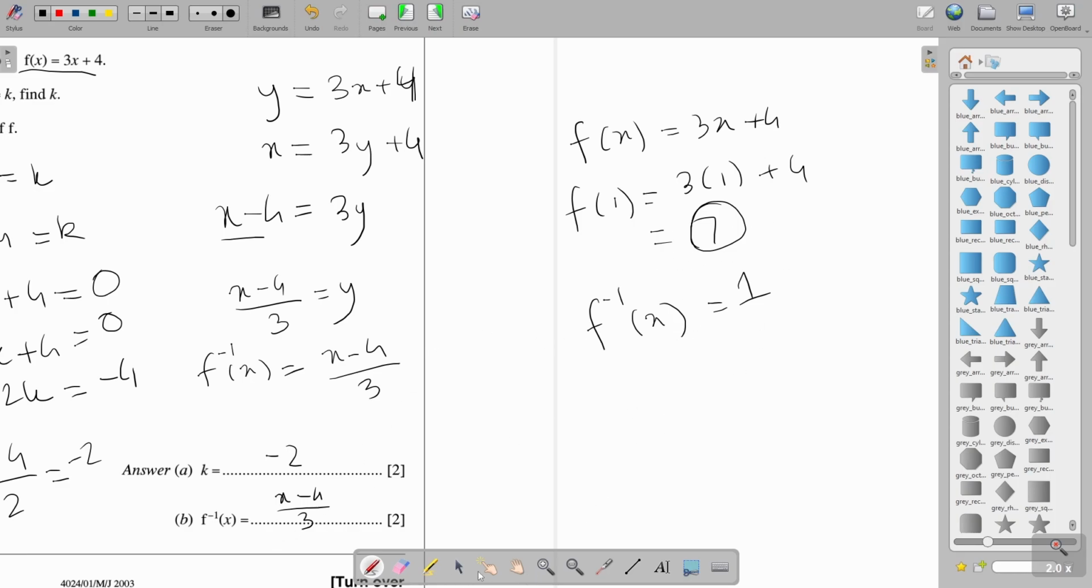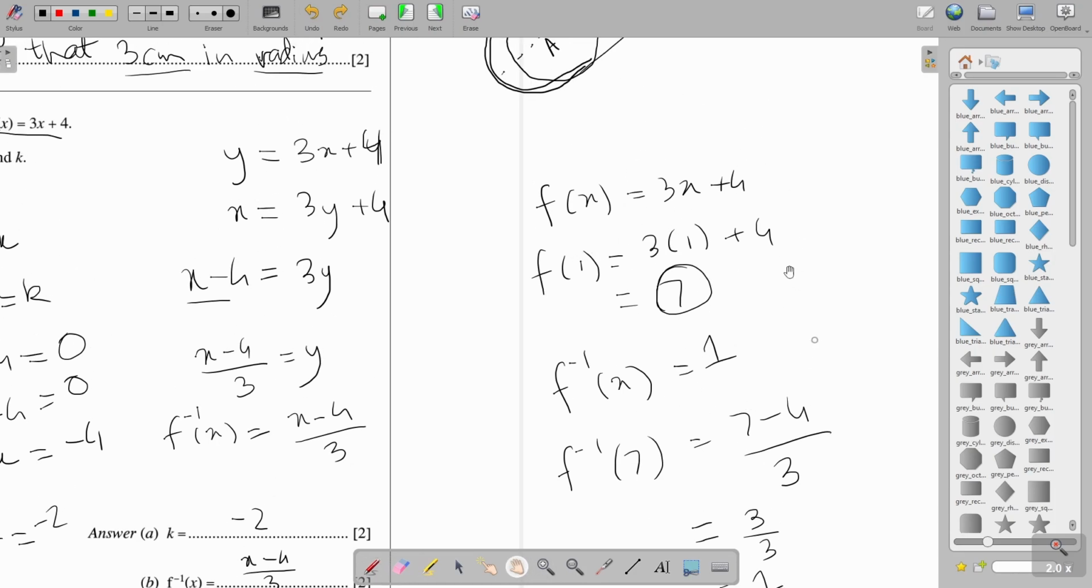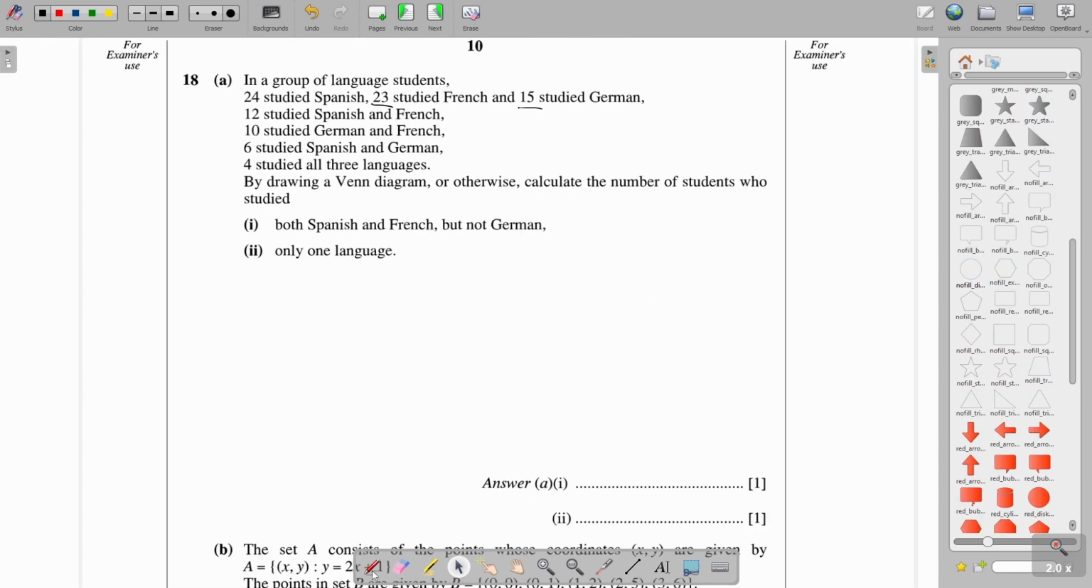So I can test it out right away. If I put f inverse of 7, so I put 7 minus 4 divided by 3, 7 minus 4 is 3, so that's 3 over 3, and that's going to give me 1, which means my inversion is correct. Basically, the inverse function gives us the input of that function, and vice versa. Okay, let's do question 18.